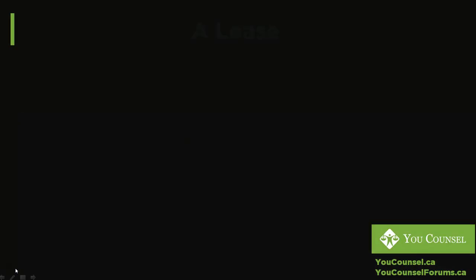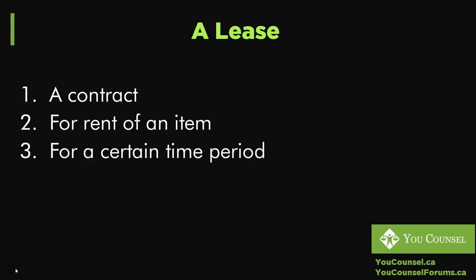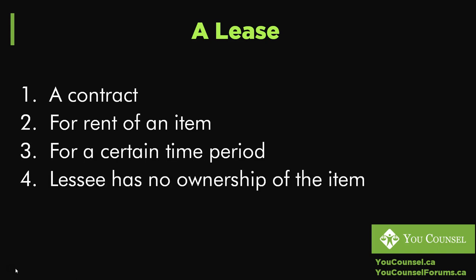Now, what is a lease? A lease is a contract, and it is a contract for rent of a specific item for a certain time period, right? So the main thing you want to understand is that the lessee, the person who is renting, does not have ownership of the item that they are renting. So they can rent, for instance, a car for a day or for a week or for a month or for 5 years. It is still a rent, still a lease, and the time period is defined in the lease agreement, whether it's for a day or for 5 years. And the lessee does not have the ownership of that item.